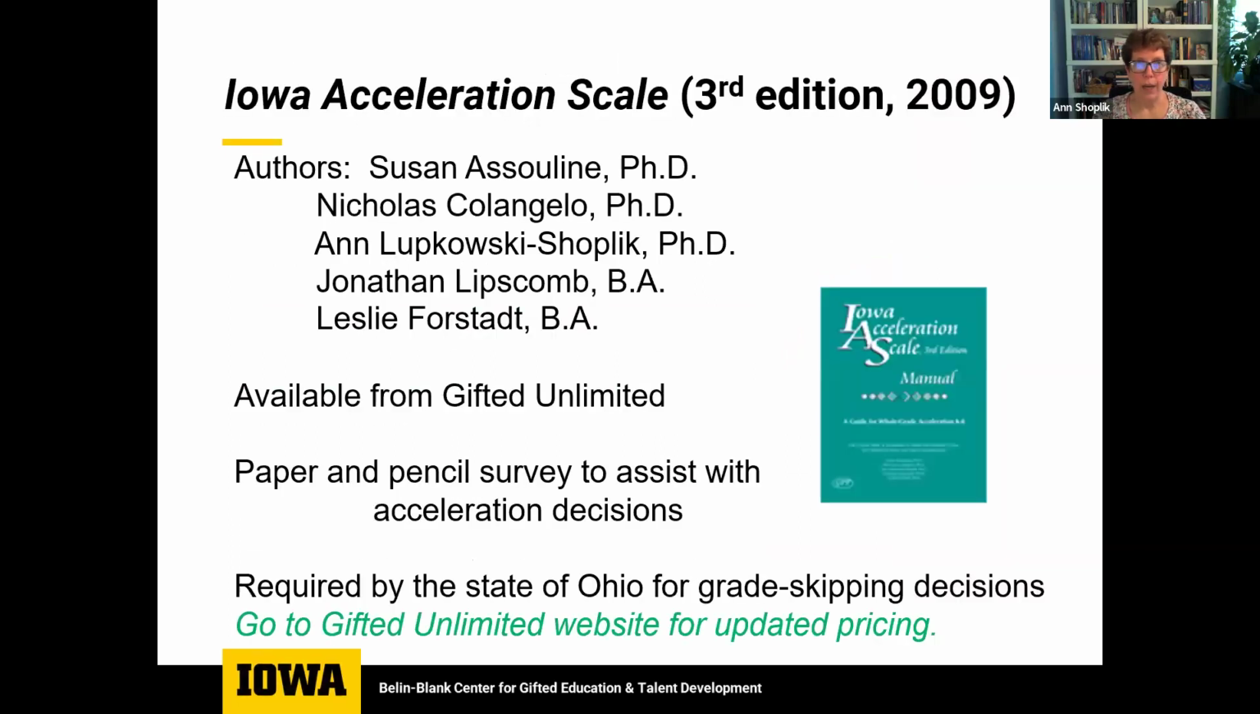All right, so I mentioned the Iowa Acceleration Scale that comes out of the Belin-Blank Center at the University of Iowa. And we have a publisher, Gifted Unlimited, and they print it and sell it. And the last time that was updated was in 2009. It's still a solid tool, fine to use. It's just that it's getting outdated, especially the sections about the tests, because there are some new tests and there's some more information that we've learned since the last time that we updated it.